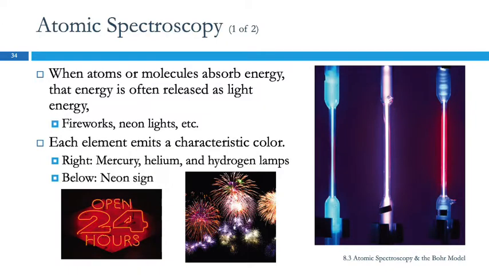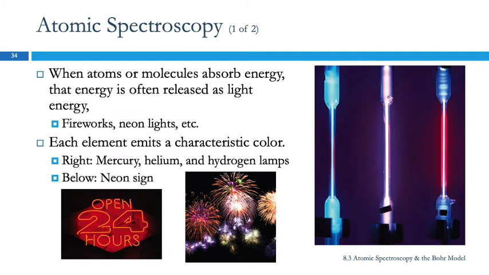So that brings us to atomic spectroscopy. When atoms or molecules absorb energy, that energy is often released as light. Examples of this are fireworks and neon lights. So these are three different elements: mercury, helium, and hydrogen.